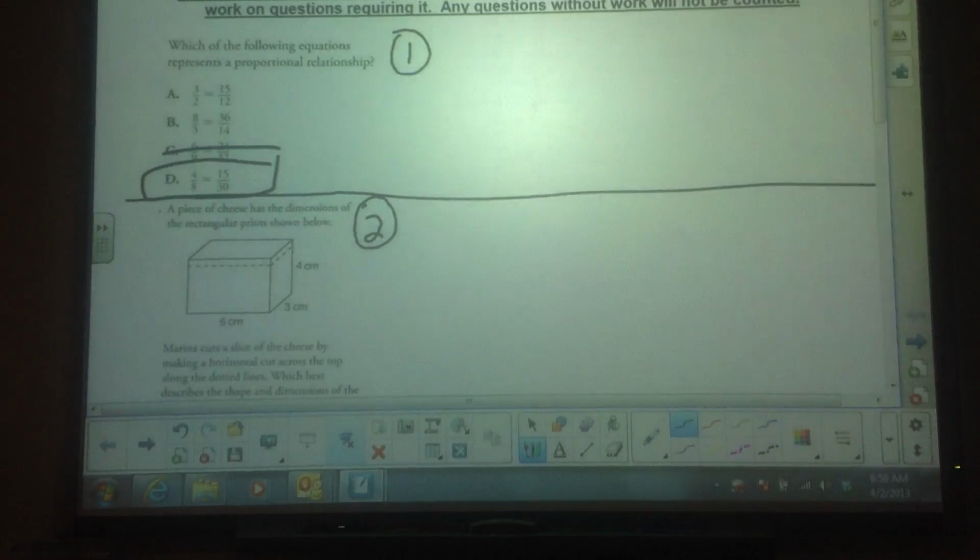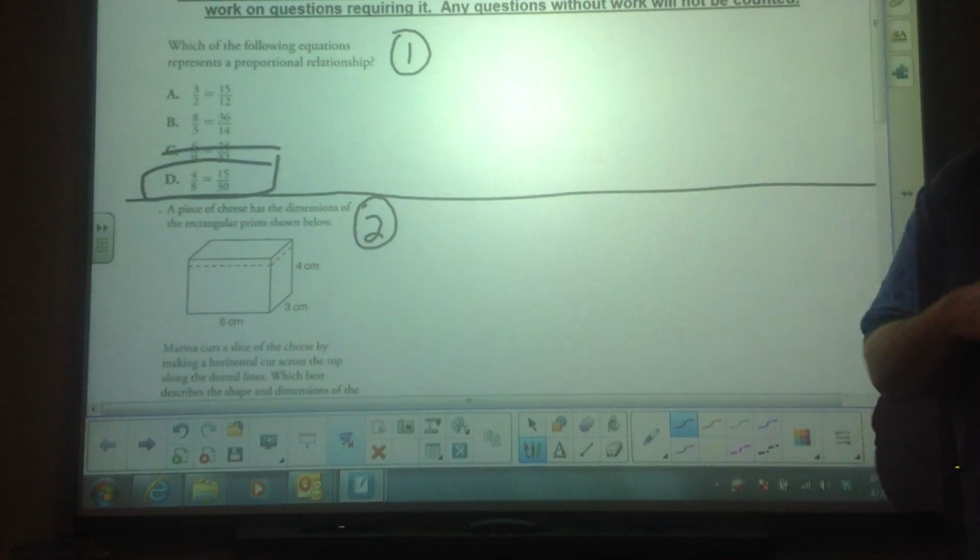Okay. So you can do it two ways. You can reduce the fraction, see if you got it, or cross multiply.